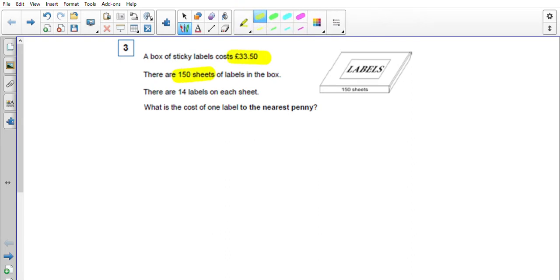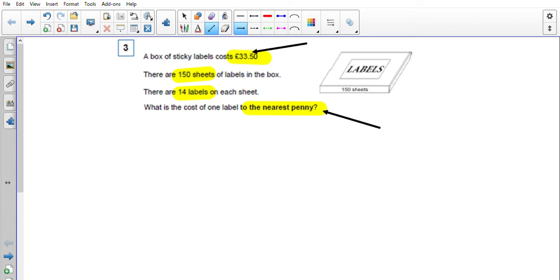There are 150 sheets of labels in the box, and there are 14 labels on each sheet, so I'm going to need to do some calculating here. What is the cost of one label to the nearest penny? Now, that's important. This here is in pounds. My answer wants it in pennies or in pence.